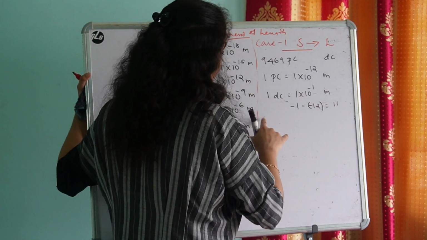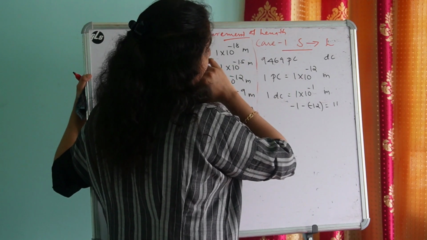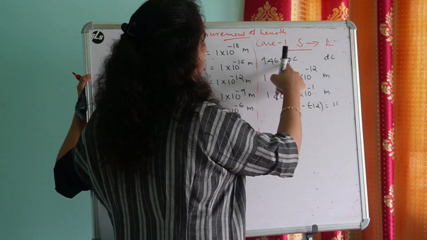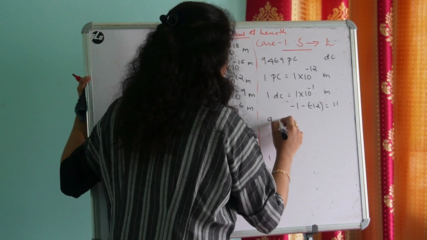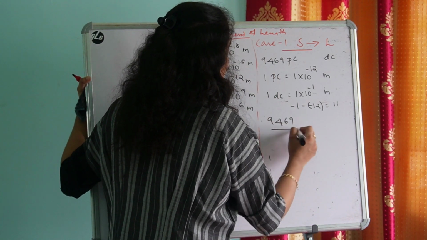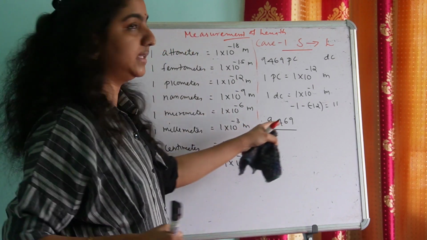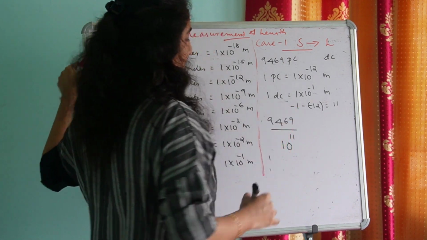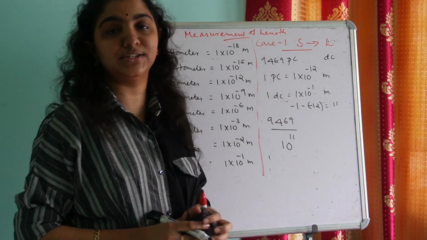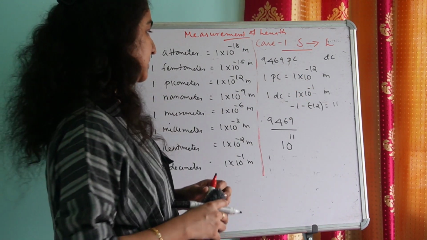So now what do I have to do? Here I noticed that the value is given in the smaller unit and I am asked to find it in the larger unit. So I have to simply divide the given number by 10 power 11, 10 power the difference between these two powers. Is it clear?